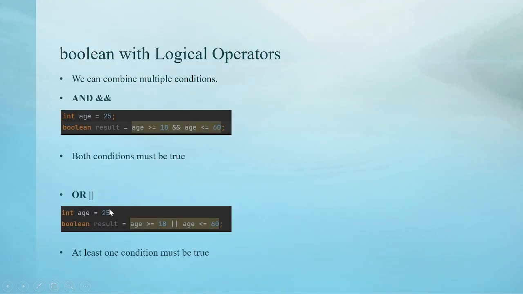Logical OR, in this case, at least one condition must be true. int age = 25 means age >= 18, and age here, 25, is less than or equal to 60. So either of the conditions should be true here, but in our case both conditions are true. And logical NOT reverses true to false and false to true.